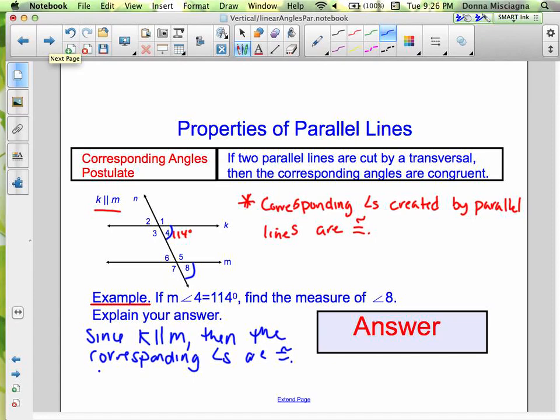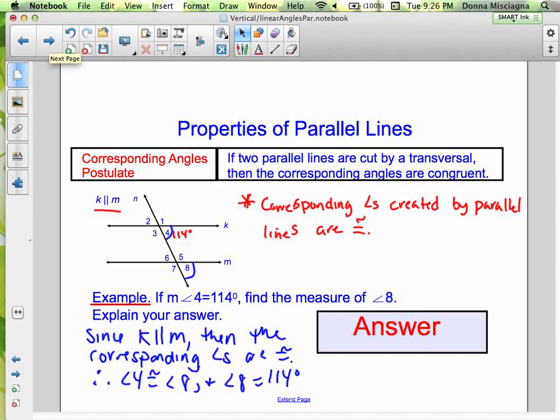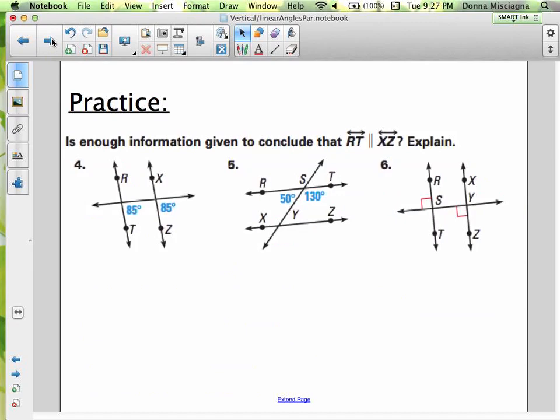Okay. So therefore, this is a little symbol for therefore. Therefore, angle 8 equals 114 degrees. Okay. Because our angles have to be congruent to one another. Actually, I'm going to add one little more thing there. Let's bring angle 4 in there. So therefore, angle 4 is congruent to angle 8, and angle 8 equals 114 degrees. There we go. Right, so we can find the measures of angles if we know lines are parallel. And you have this one in your notes.